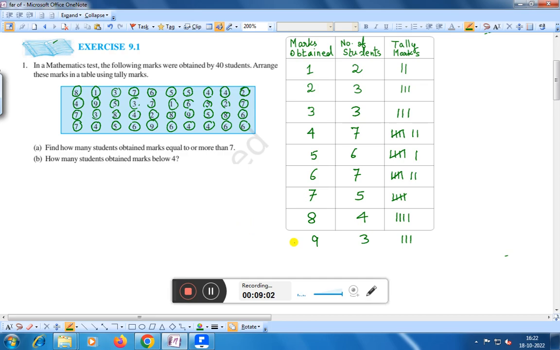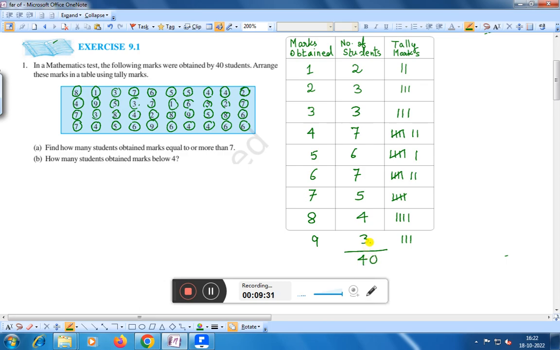Now you have to add all the number of students. What is the total number of students you count here? Right? That is 2 plus 3 is 5, 5 plus 3 is 8, 8 plus 7 is 15, 15 plus 6 is 21, 21 plus 7 is 28, 28 plus 5 is 33, plus 4 is 37, plus 3 is 40. It's okay. All the number of students is 40.